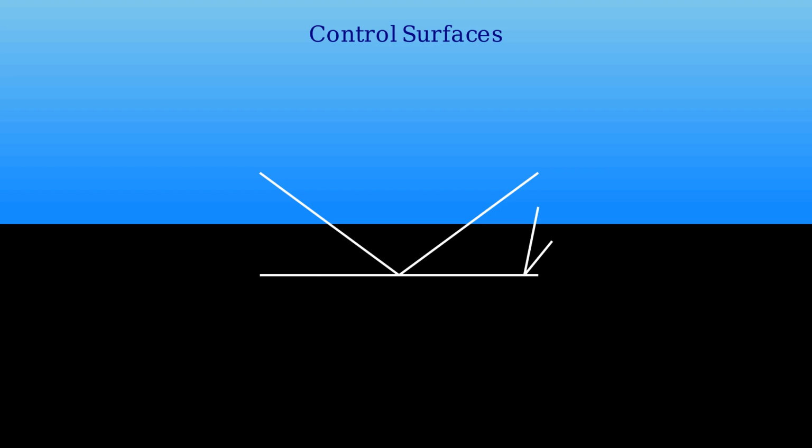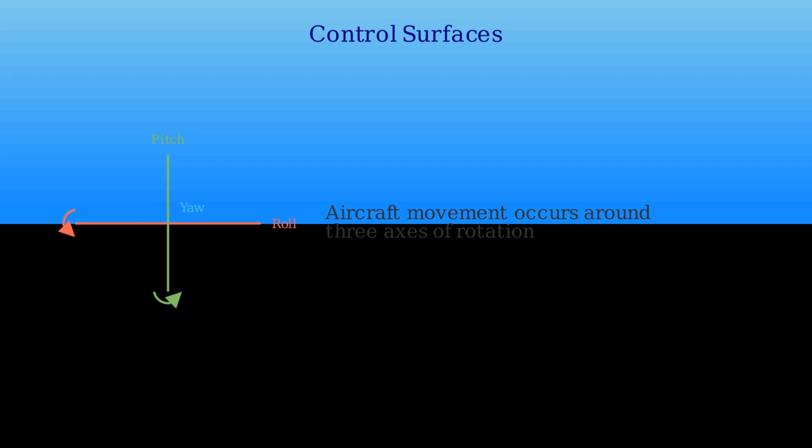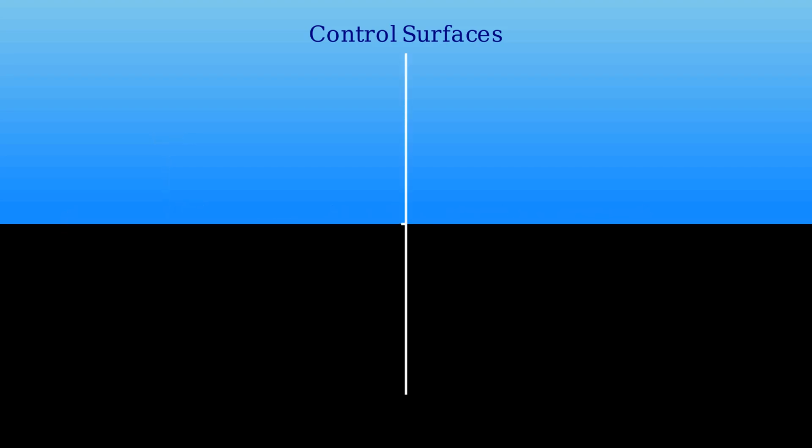Control surfaces give pilots precise command over an aircraft's movement through the air. Aircraft movement occurs around three axes of rotation: pitch, roll, and yaw. Let's examine how pilots control an aircraft using movable surfaces on the wings and tail.